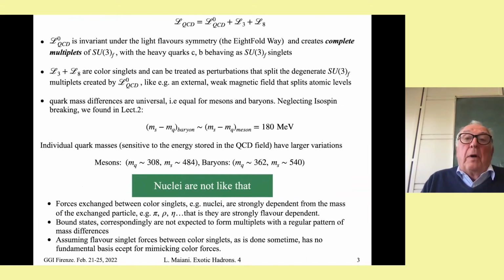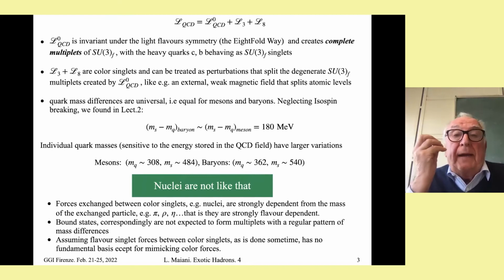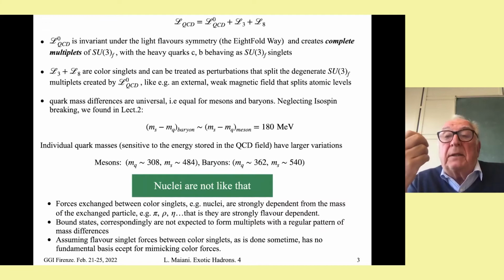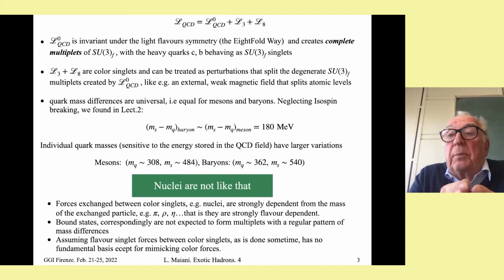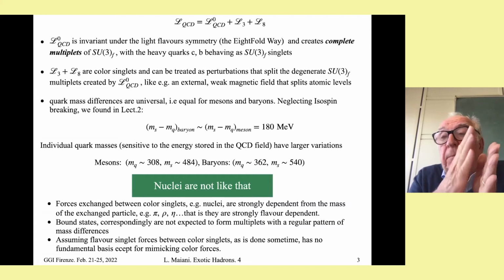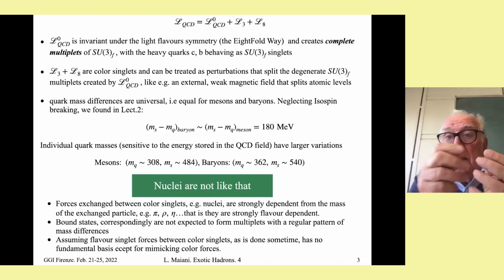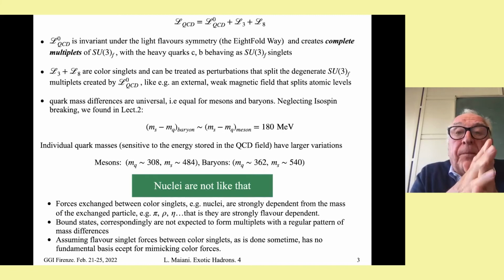Now, a hypothesis made in the Eightfold Way is that L3 and L8 are color singlets, of course, but can be treated as perturbations that split the degenerate SU3 multiplets created by L0 QCD. In other words, you are making a very important dynamical assumption that there are no singularities when, for instance, you put L8 to zero. It is like when you imagine an atom inside a magnetic field. The magnetic field is a perturbation that breaks rotational symmetry and so distinguishes between the states of different spin of the atom, the different J3 of the atom, but it can be treated in perturbation theory. I can switch off the magnetic field, I can make it as small as I want. So L8 can be treated as a first order perturbation.